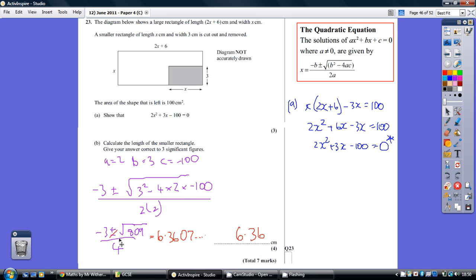Now we're dealing in terms of length here. We're working out x. Length obviously can't be negative, so whereas in theory we get these two solutions, plus and minus root 809 over 4, the minus option would take us into negative, so we can discount that. So our solution is minus 3 plus root 809 over 4, which is 6.3607. So x equals this. We're being asked to calculate the length of the smaller rectangle. That is x. So this is our final answer, and here it is to 3 significant figures.